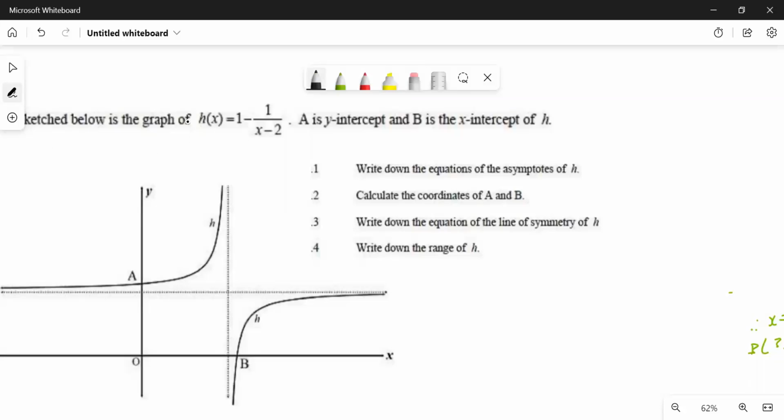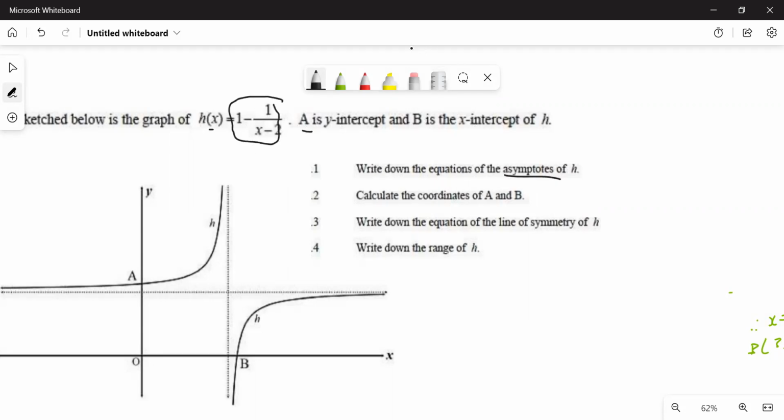So the sketch below is the graph of h of x, and then they say we have A and B, which are the x and the y intercept of h. And then they say we should write down the equations of the asymptotes. Now, before we can write down the equations of the asymptotes, we need to put this in a standard form. It's not in the form that we're used to.